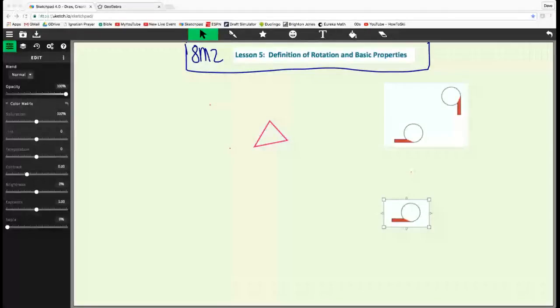8M2 lesson 5. Here we go. We're going to talk about rotation, the definition of rotation and basic properties. This is the third of our rigid transformations that we will learn about in Unit 2. So let's cut over to our magic chalkboard.